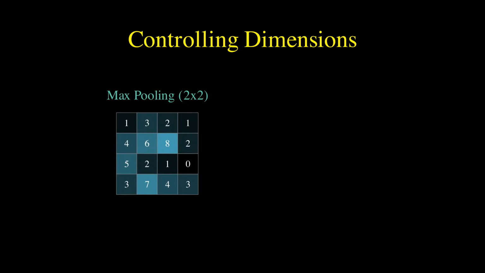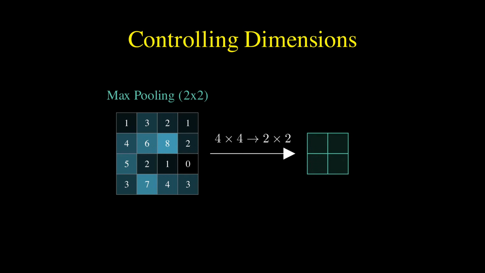Here's how it works. Take this 4x4 grid. We slide a 2x2 window across it, no overlap, and from each window, we simply take the maximum value. The top left window has values 1, 3, 4, and 6. The max is 6. Top right, the max is 8. Bottom left, 7. Bottom right, 4. So a 4x4 map becomes a 2x2 map. We've cut the spatial dimensions in half just like that.